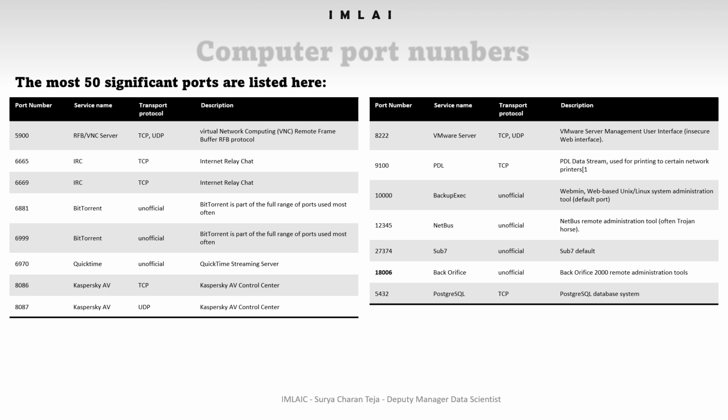Then we have Backup Exec, so that's 10000. And NetBus, which is unofficial. NetBus is a remote administration tool, often a Trojan horse, at 12345. Then Sub7 default, it's unofficial, at 27374. And Back Orifice, unofficial, Back Orifice 2000 remote administration tools. And PostgreSQL, as we have discussed earlier, 5432 with the PostgreSQL database system, and then it follows the TCP transport protocol.